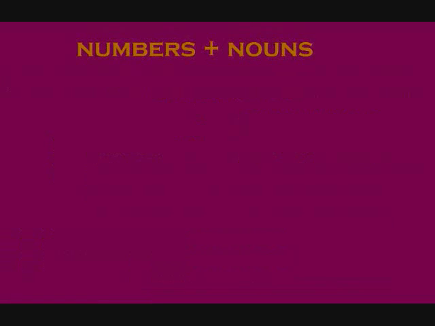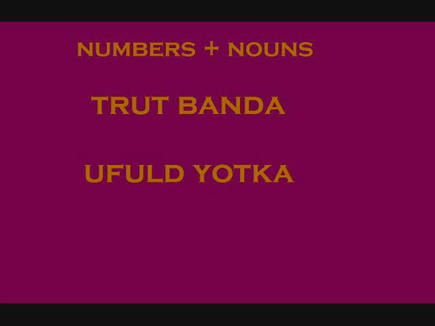If you want to talk about a number of things, you simply put the number before the noun. So, 12 cars would be trut banda, or 4 cousins would be ufuld yotka. Notice that you don't need eb here, just the number. Eb is only used for a plural quantity of unspecified amount.